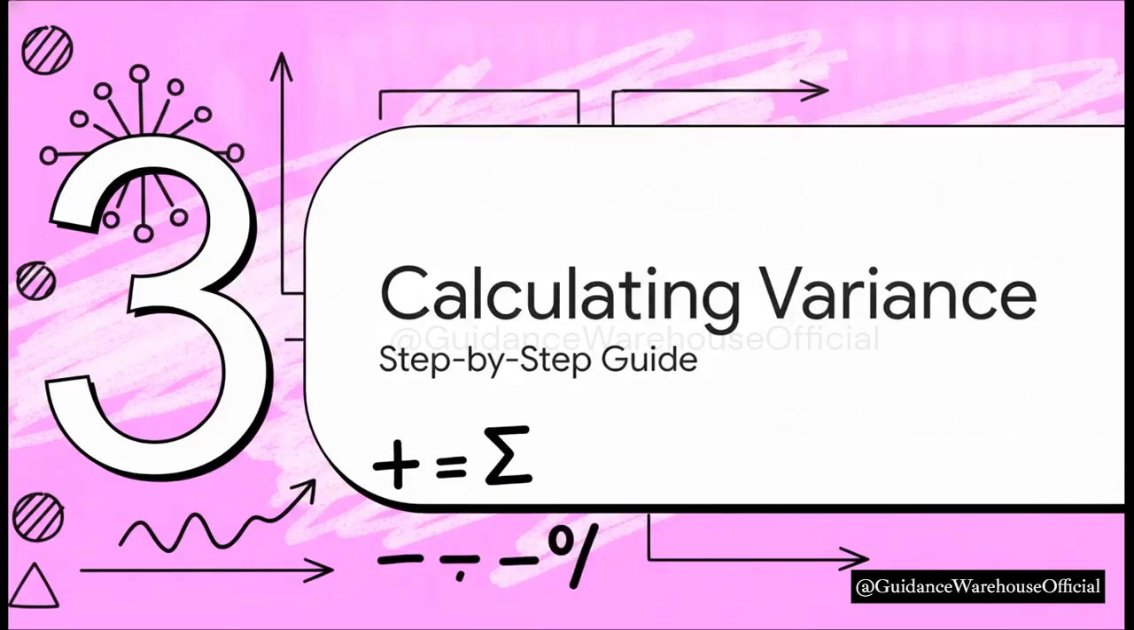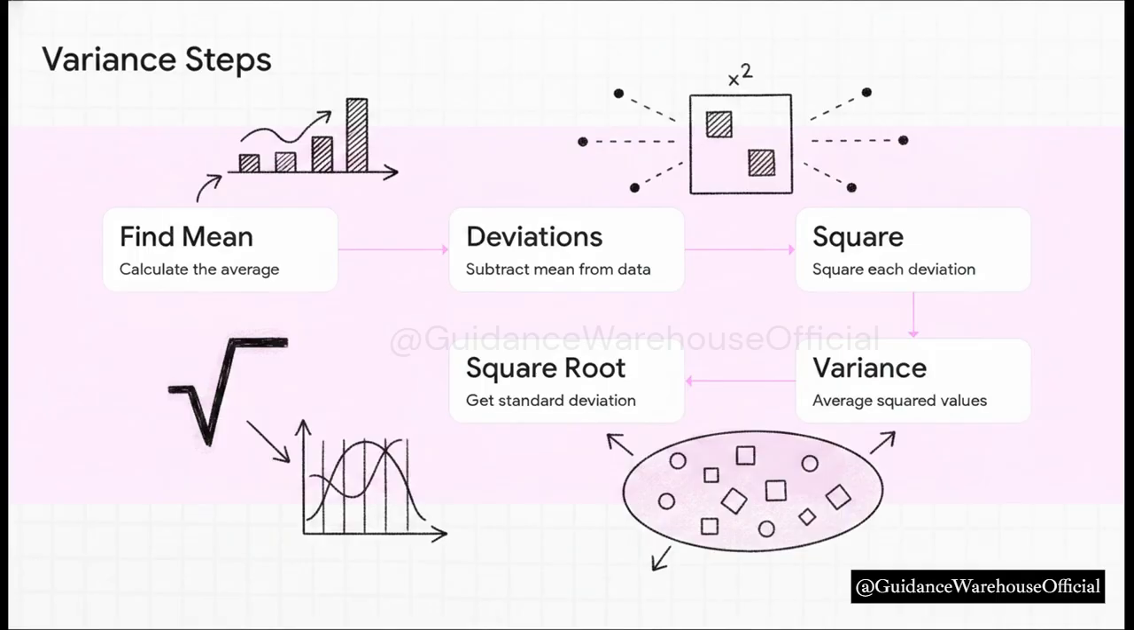3. Calculating the variance steps. Let's break down the actual math behind this. Okay, don't let the formulas scare you. It's really just 5 logical steps. First, find the mean. Second, find the deviations, which literally just means taking each data point and subtracting the mean. Third, you square those deviations. Fourth, you average those squared numbers, which gives you a completely new term called the variance. And finally, step 5, just take the square root of that variance and boom, you have your standard deviation.